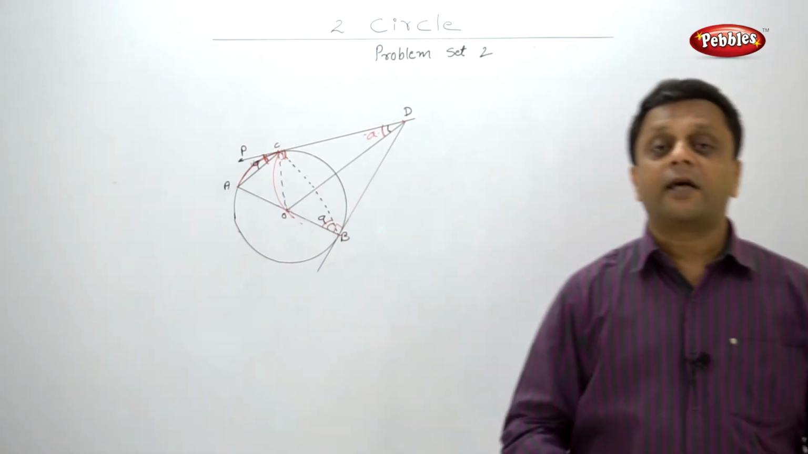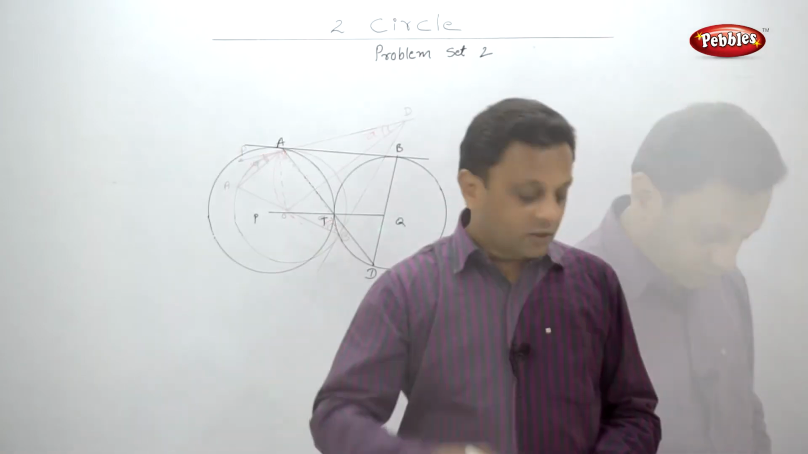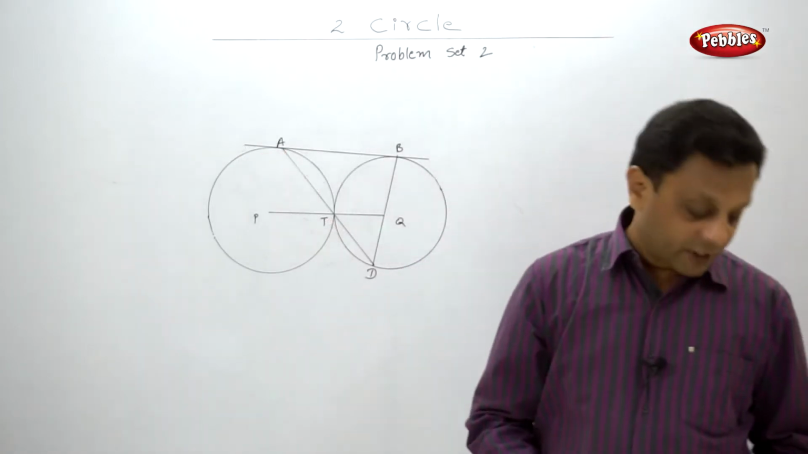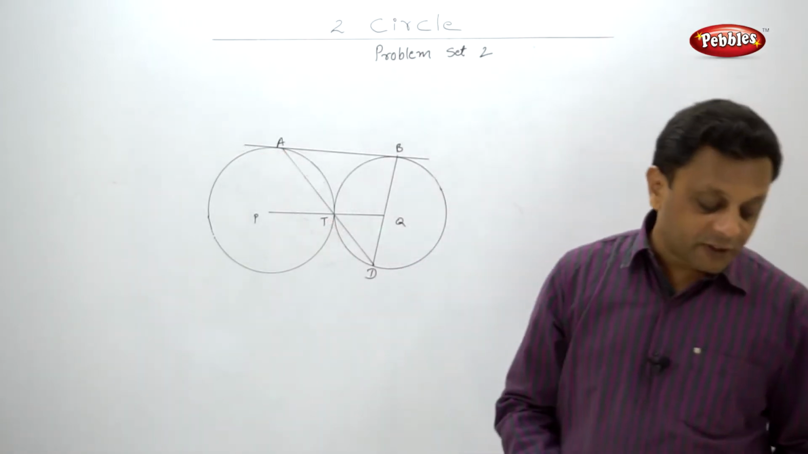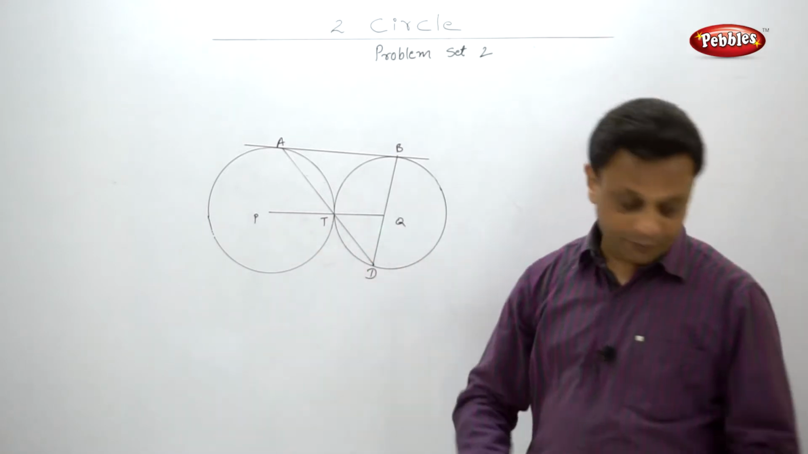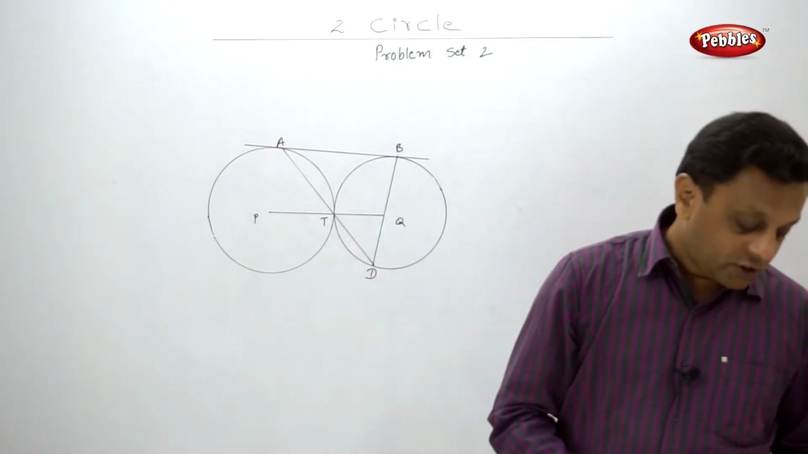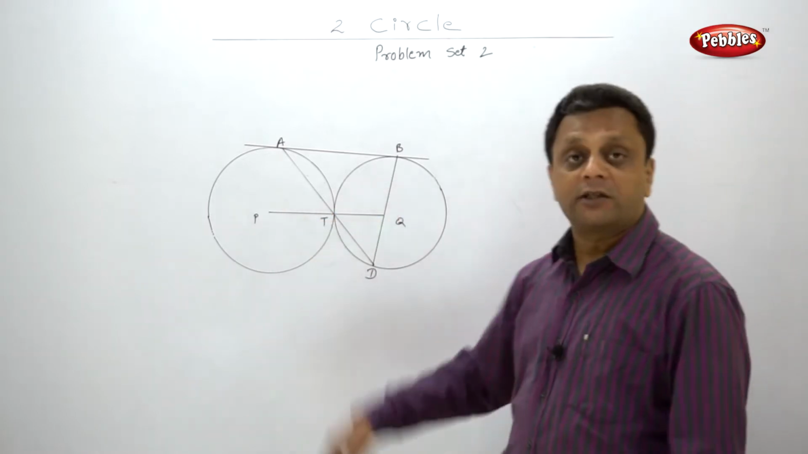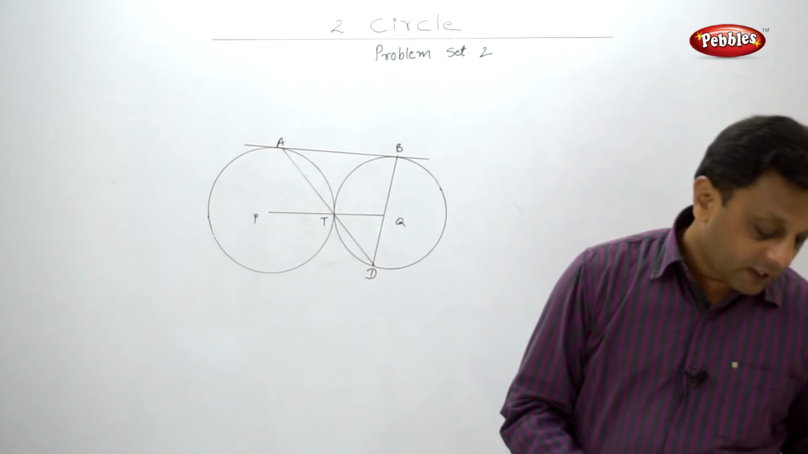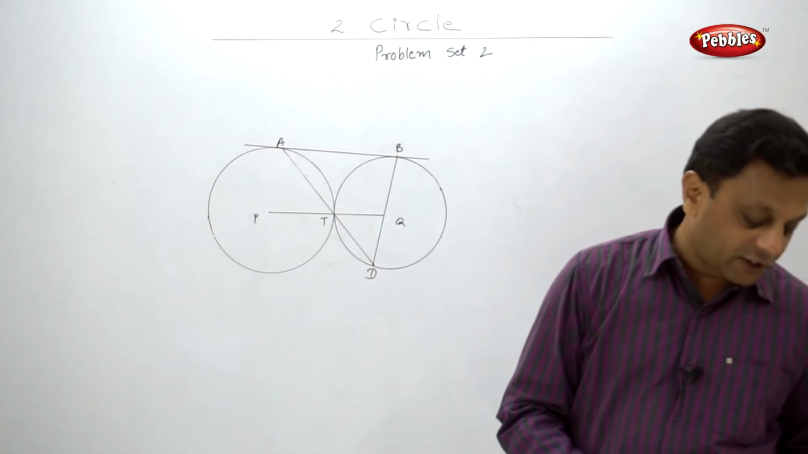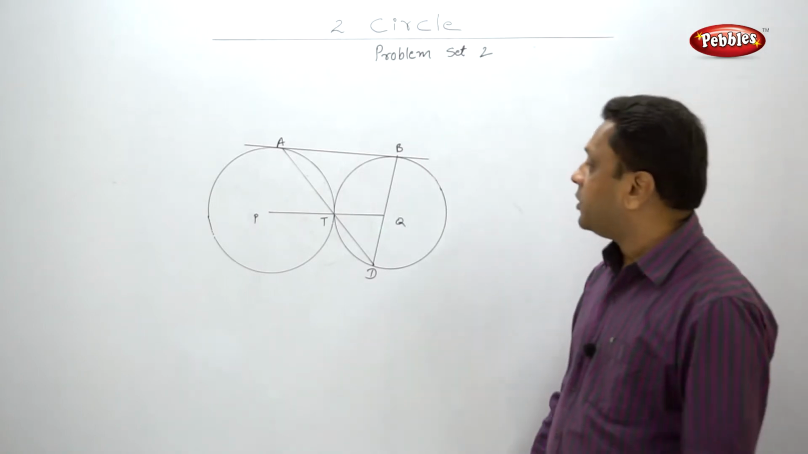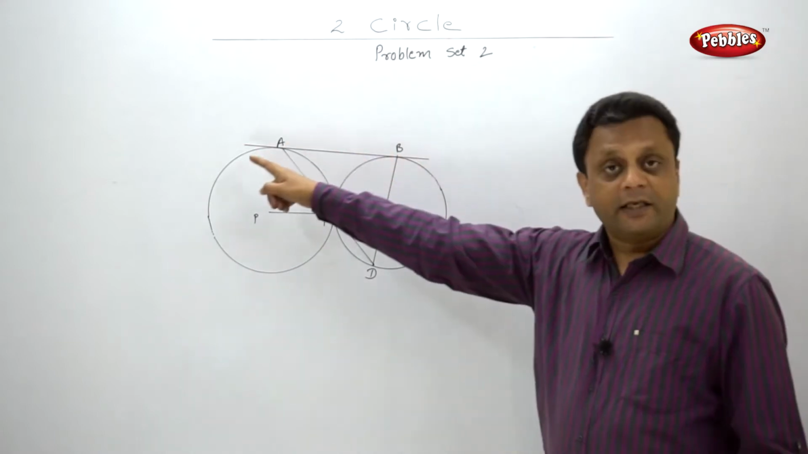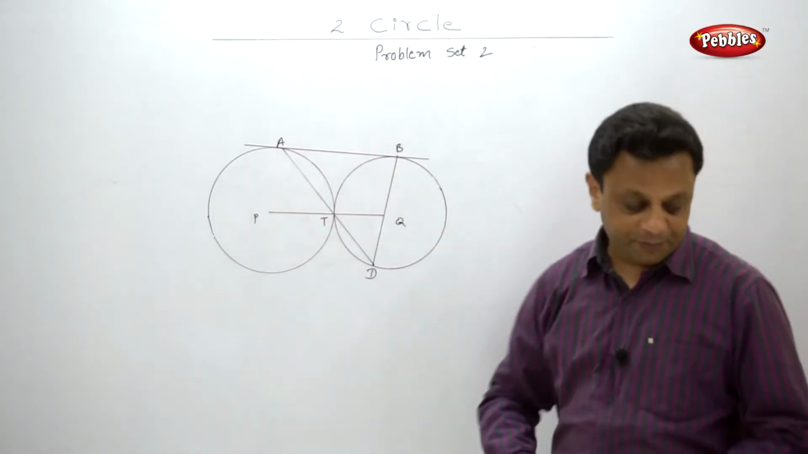So let us go to example number 3 now. The third example of problem set 2 is: two circles with centers P and Q touch each other externally at point T. At point T, these both circles are touching each other. Line AB is a common tangent touching the circles at points A and B. This line is touching the circles at A and B.